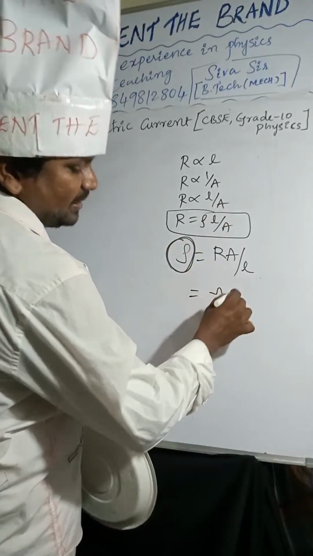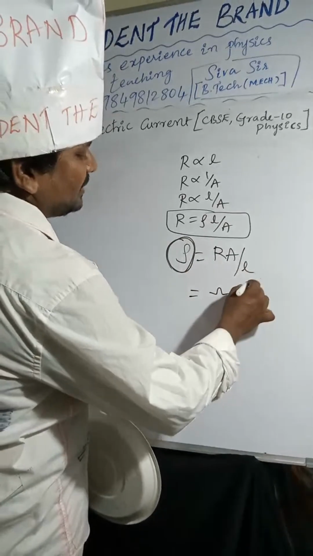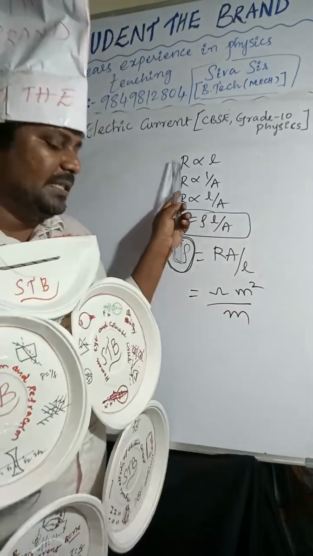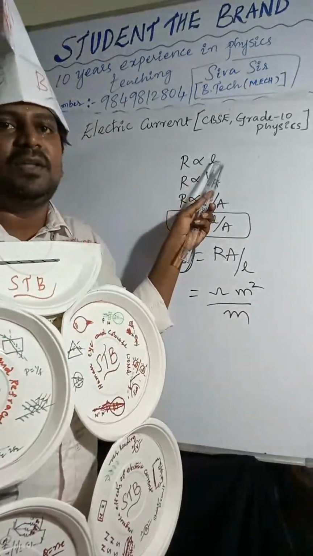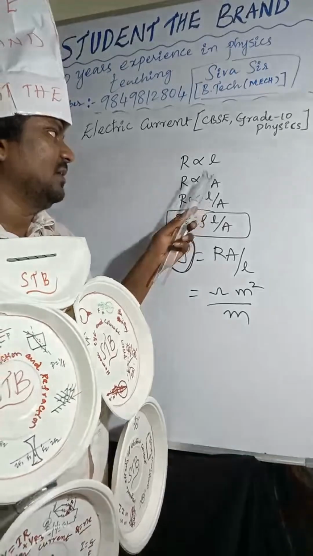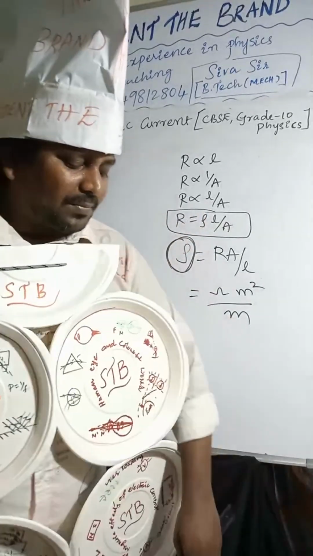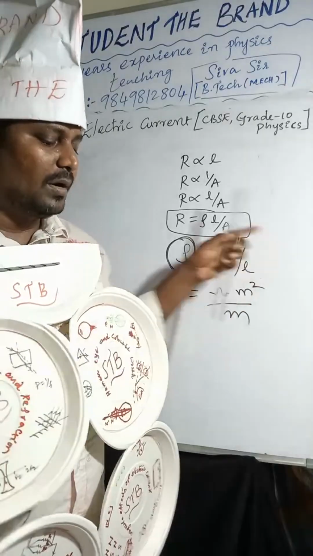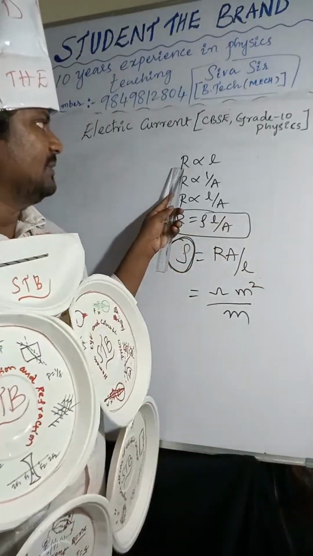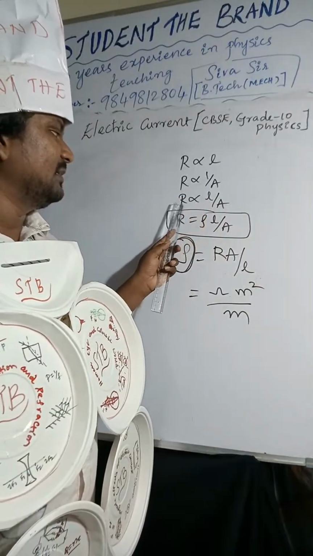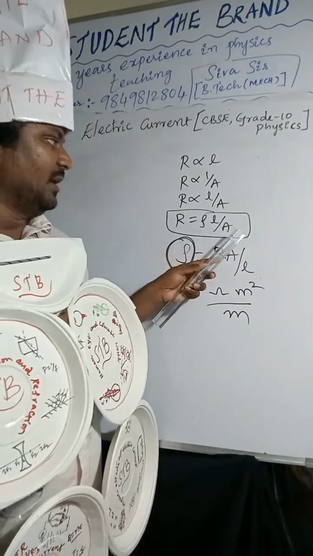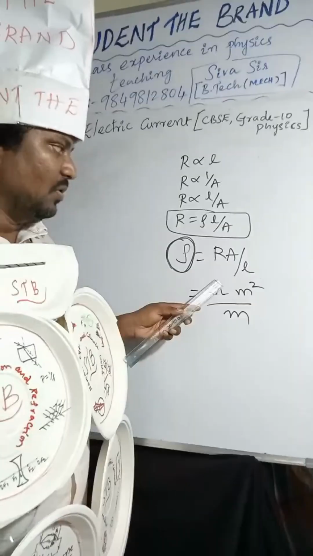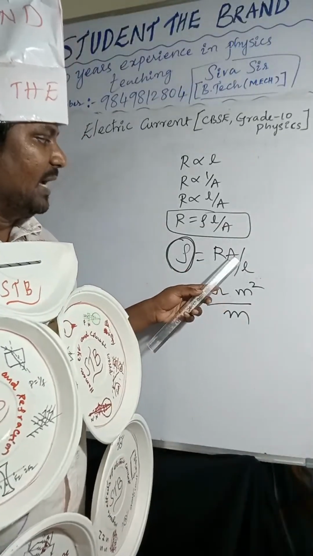SI unit of resistance is ohm. SI unit of area is meter square. SI unit of length is meter. Once again, resistance depends on the length of the conductor and on the area of the conductor. R is directly proportional to L, R is inversely proportional to area, R is directly proportional to L by A, R equals rho into L by A, rho equals RA by L.